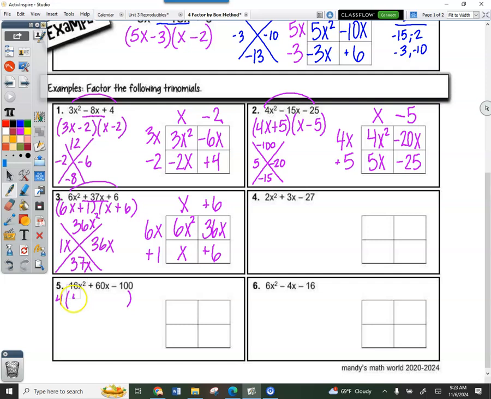That would leave me with 4x squared. What's 60 divided by 4, y'all? 15x. And then negative 100 divided by 4, negative 25. Now I have a more manageable polynomial. Now you focus your attention on just this, and you do it like normal. When you write your final answer, you do need to bring that 4 down, okay? So your final answer will be 4 times the 2 binomials.